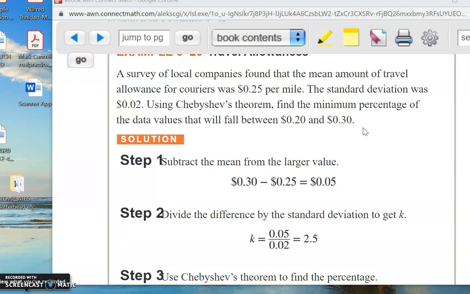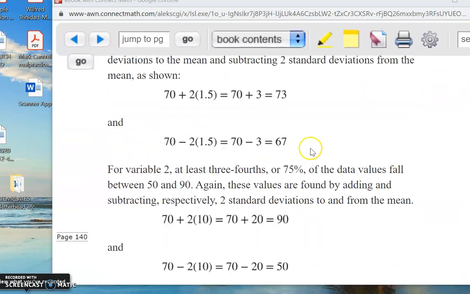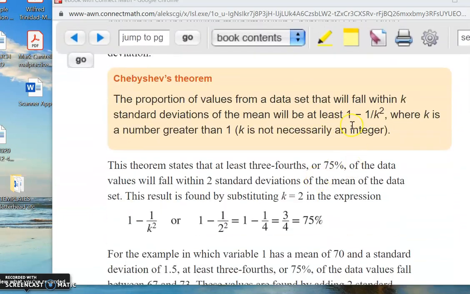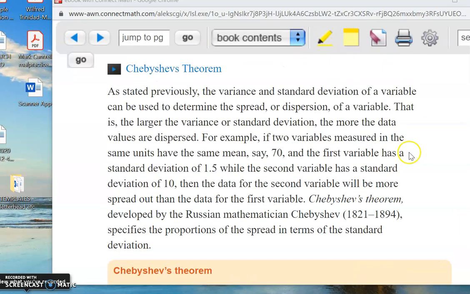And now, the reason we say it's the minimum percentage is because Chebyshev's theorem deals with, and we'll go back up here, I'm going to show it to you one more time, it talks about at least. So the minimum is whatever it says. So that's why we say at least, or we say the minimum will be there.